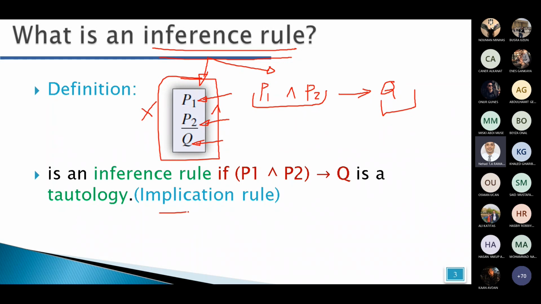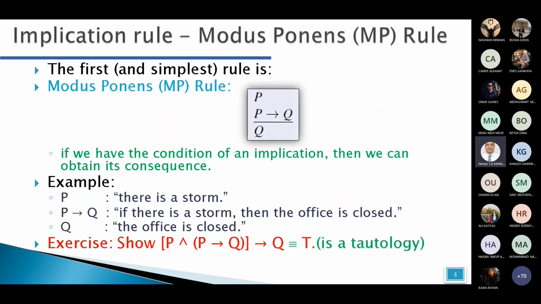It's actually an implication. And the inference rule is true. This means it's a tautology. This statement is always true if the inference rule is true. So to prove an inference rule is true, we have to prove that it's a tautology. What's the meaning of a tautology? It's always true.